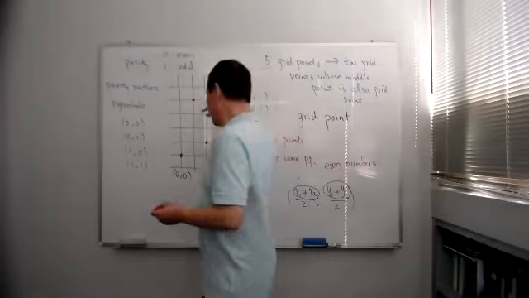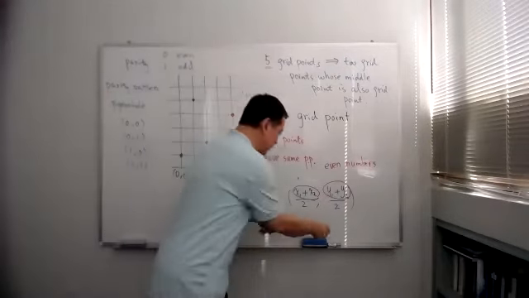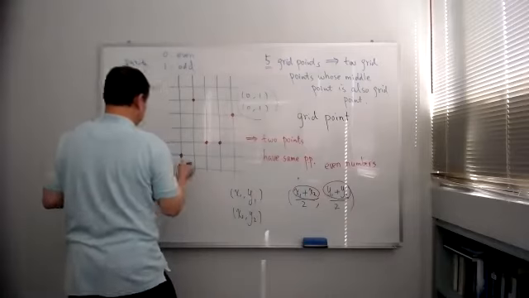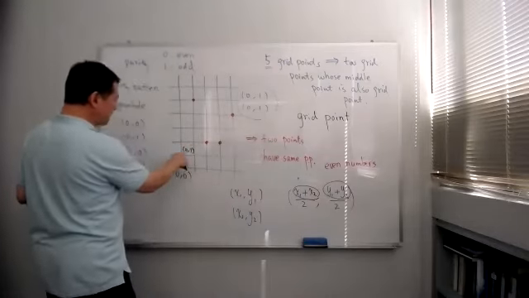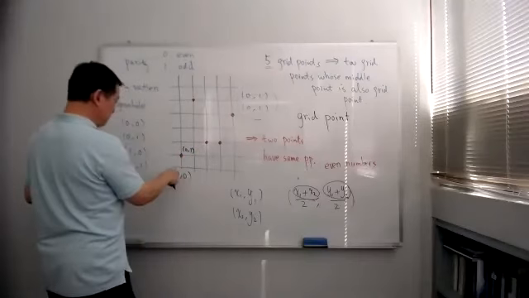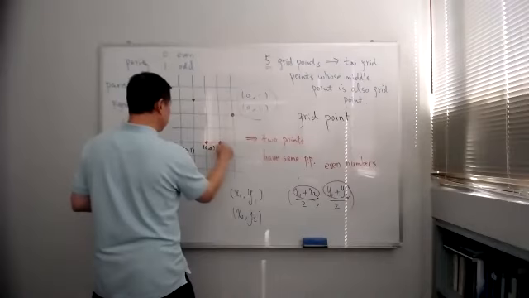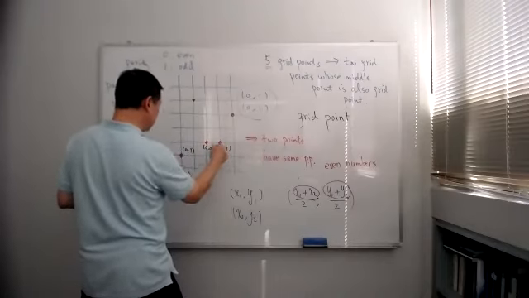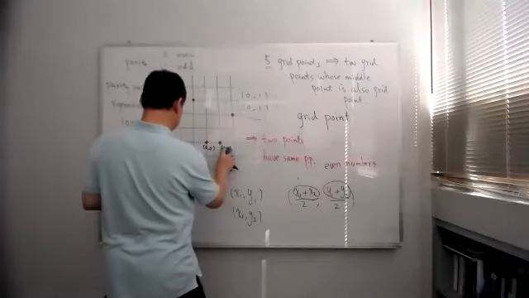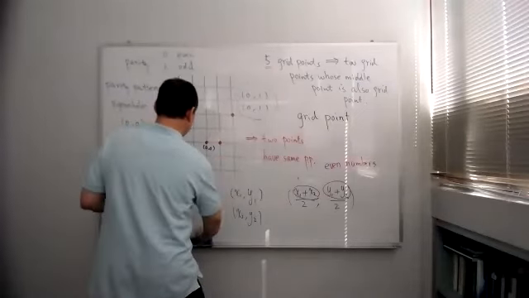So for this one, we can just mark it. Let's just work out this example. The pattern is 0, 1. Here the pattern is 0, 0, here 0, 1, and here 1, 0.